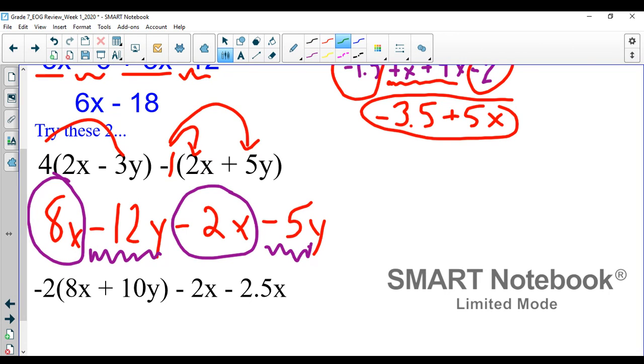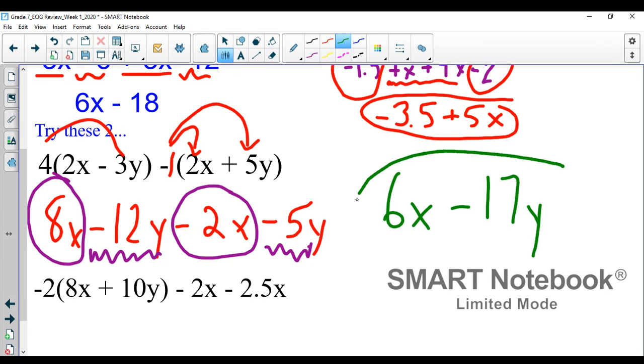8 minus 2 is 6, so that'll be 6x. Negative 12 minus 5 would be negative 17y. I would absolutely use my calculator for that.